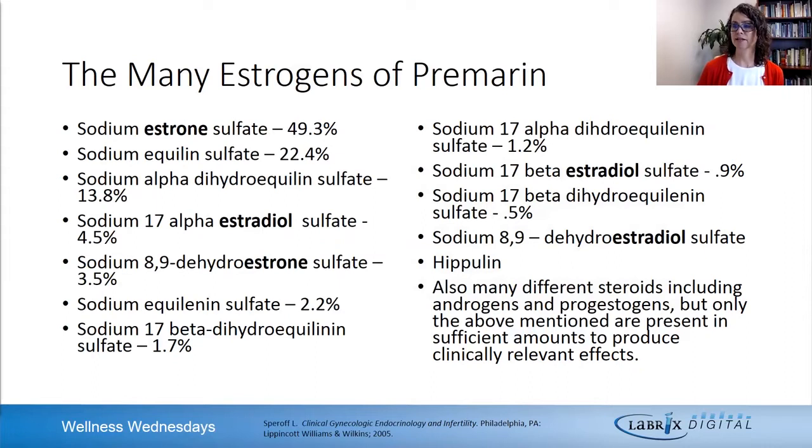Just to give you an idea that there are many, many different estrogens in Premarin, all of them being downstream metabolites that are found in the urine. Similar, but not the same.